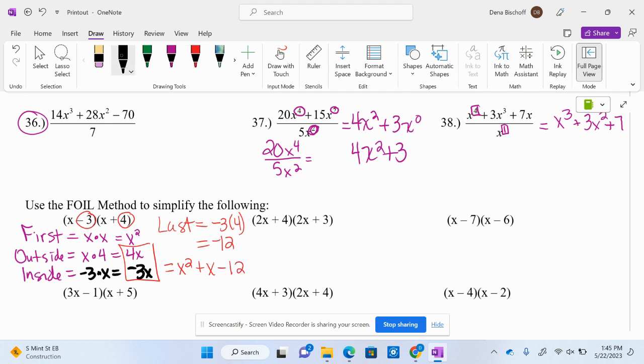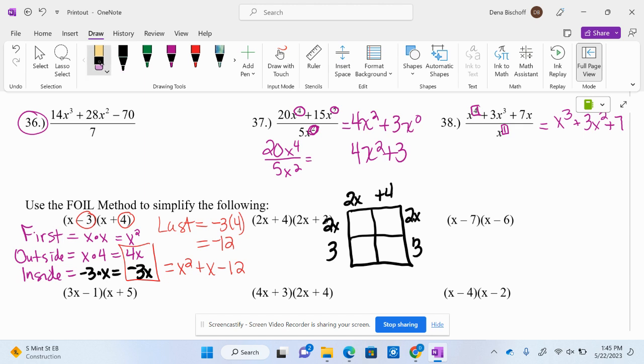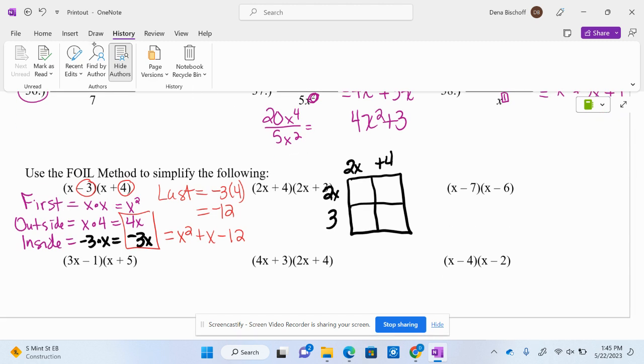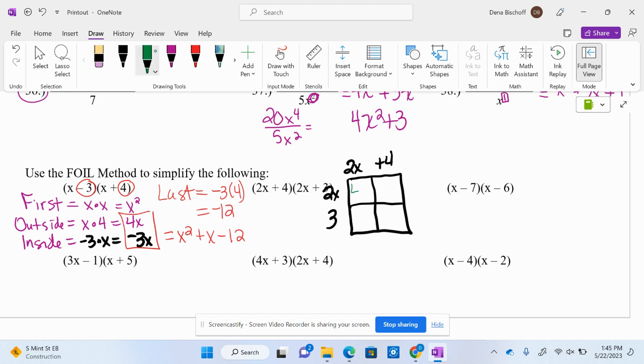Now, you are the first person to say that, and I tried showing everybody that this morning, and they forgot about it. We talked about doing this with a box. That really helps when we have something like a 2-digit number times a 3-digit number. 2x times 2x is 4x squared. 2x times 4 is 8x. 3 times 2x is 6x, and 3 times 4 is 12.